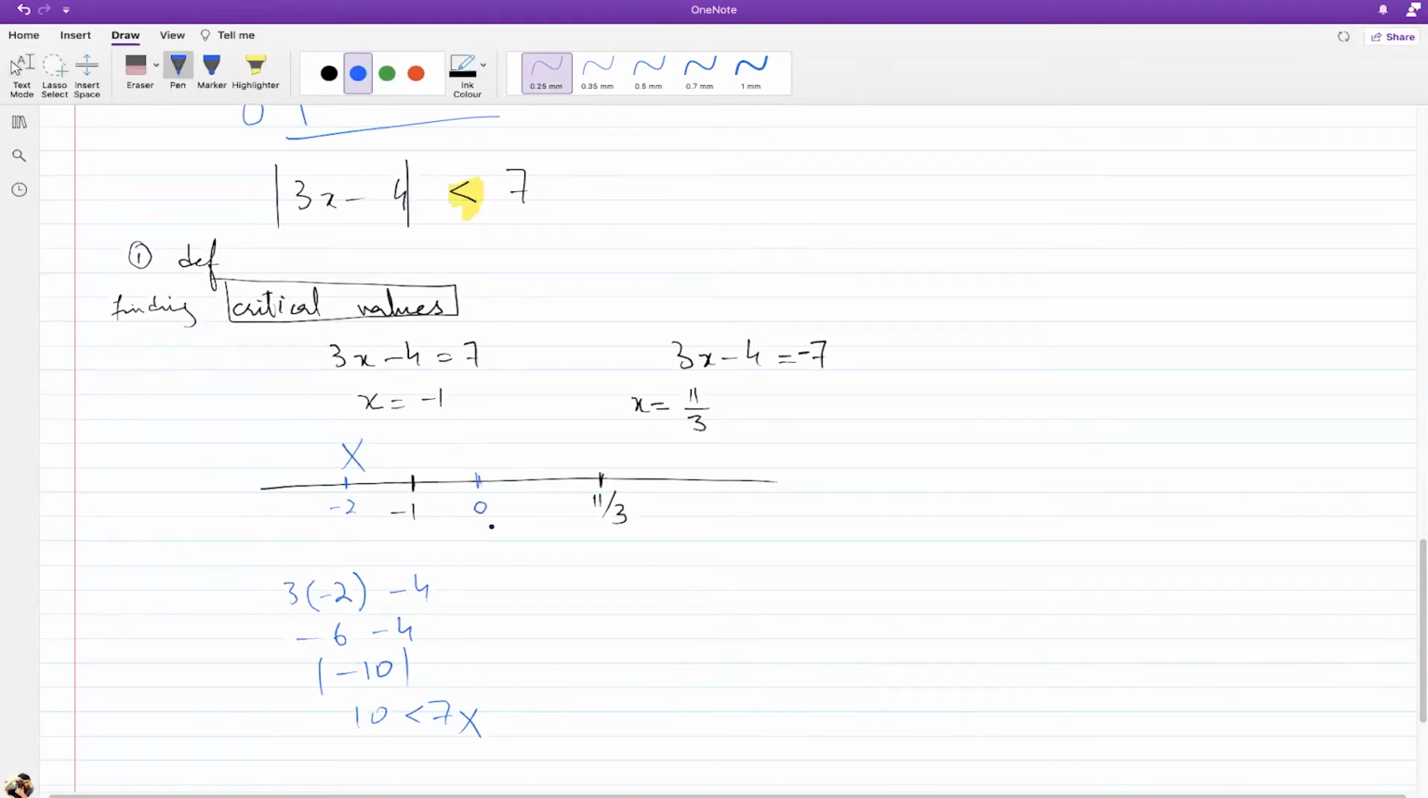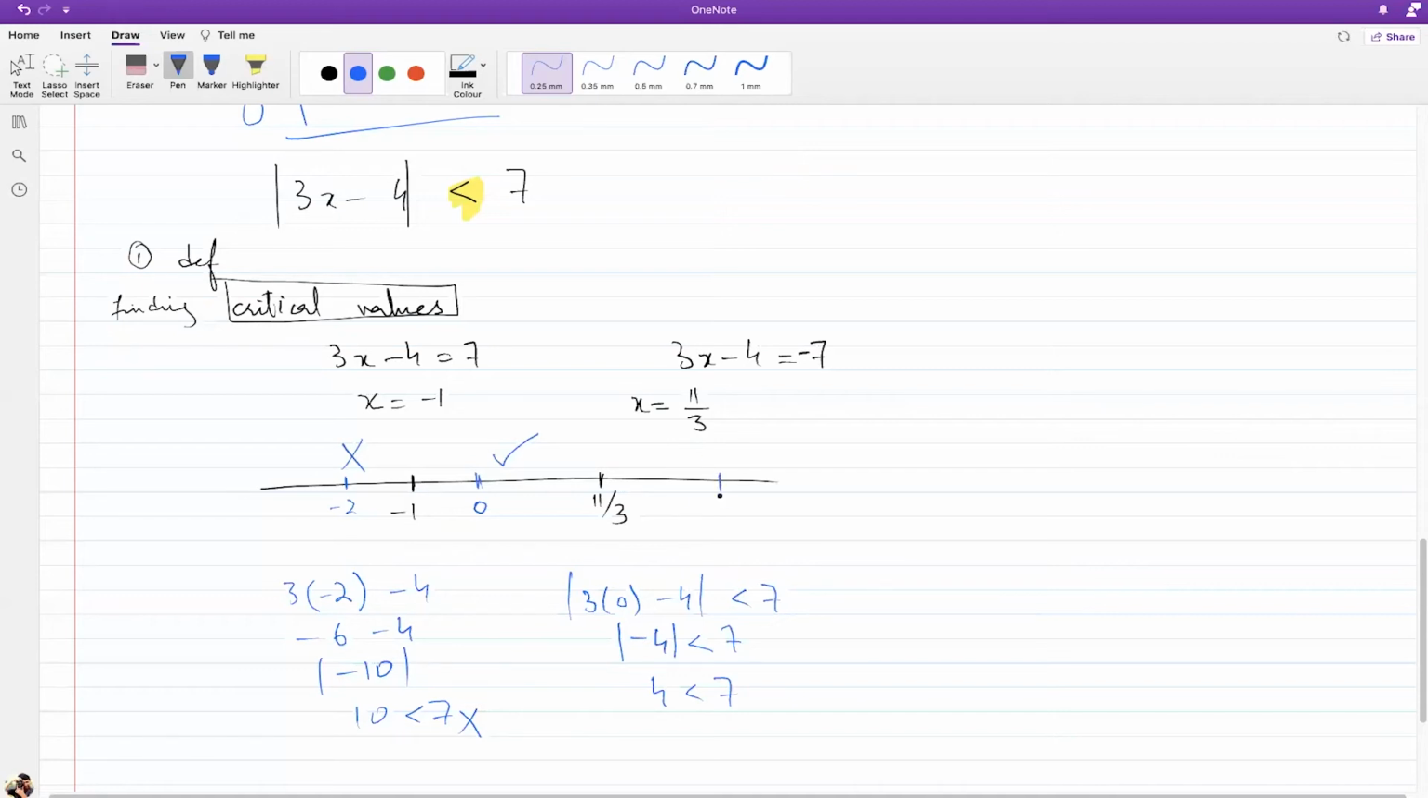So this value is 0. Let's suppose I put 0 in there. 3 times 0 minus 4 modulus less than 7. Let's see. Why we get minus 4, which is 4 less than 7. That is true, right? So ये वाला option मेरे लिए ठीक है.